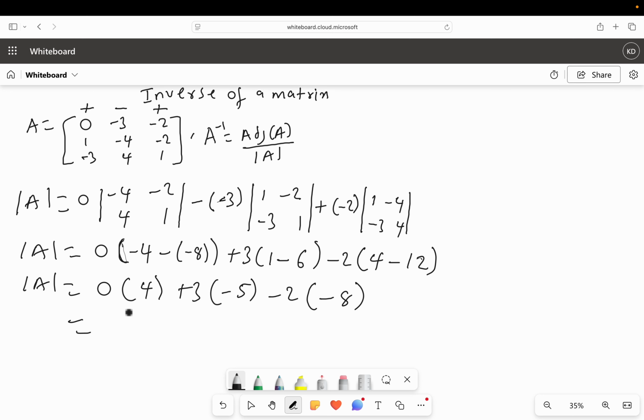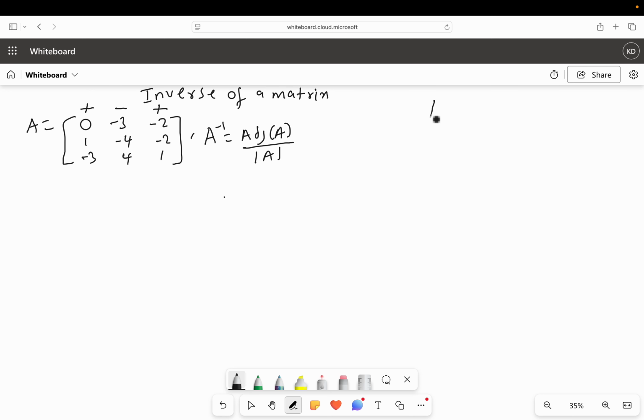So I will be left with 0 times 4 is just 0. Then 3 times -5, -15. Then I will have plus 2 times 8, I will have 16. So it means my determinant is just -15 plus 16, which is just 1. So basically it means I have my determinant as 1. So this one will be my equation 1.